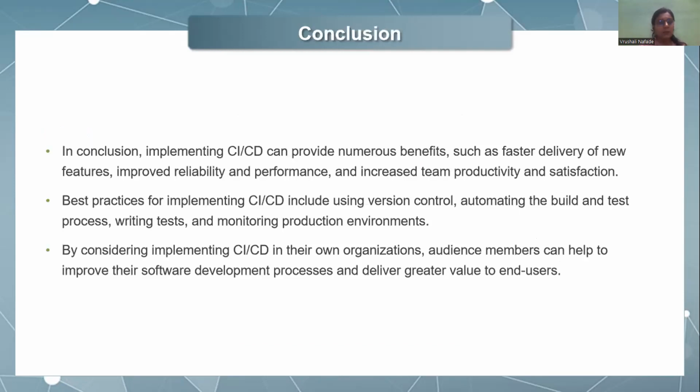So, in conclusion, implementing CI/CD can provide numerous benefits such as faster delivery of new app features, improved reliability and performance, and increased team productivity and satisfaction. Best practices for implementing CI/CD involve version control, automating the build and test processes, writing tests, and monitoring the production environment. By considering implementing CI/CD in their own organization, audience members can help to improve their software development processes and deliver greater value to the end user.